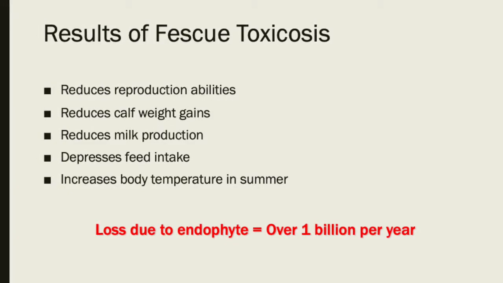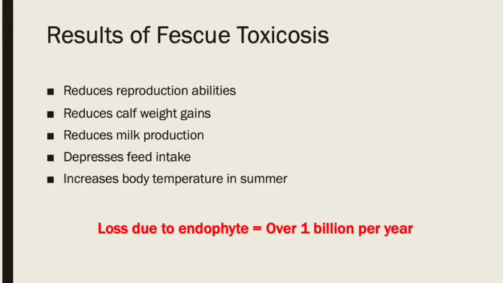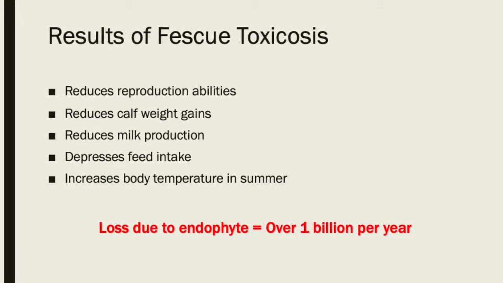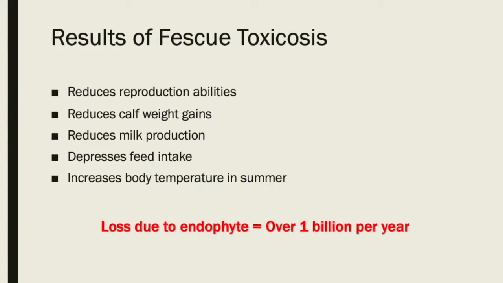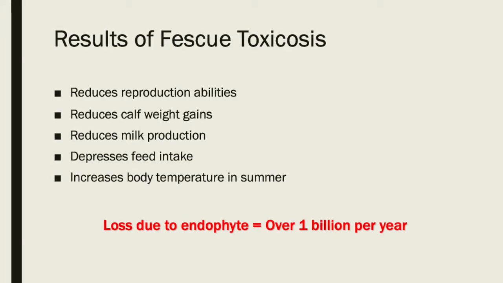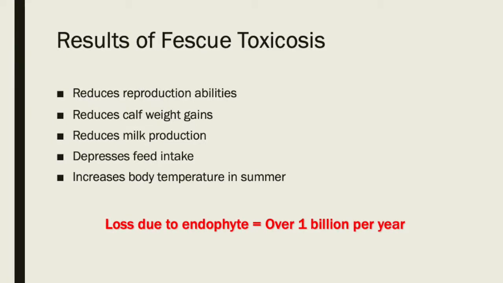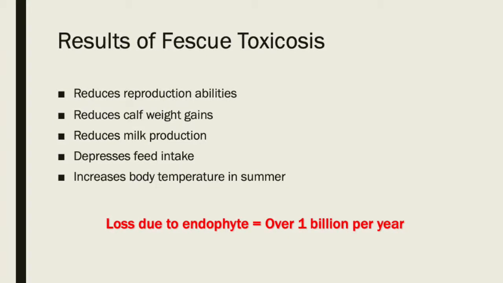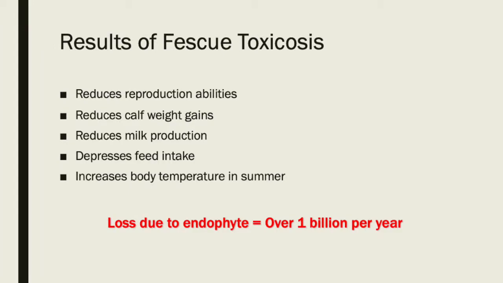Research at the University of Tennessee and Clemson University has shown that breeding soundness of bulls is often affected when grazing tall fescue. Calf weight gains are decreased as a result of reduction of milk production and just the consumption of toxic tall fescue. Milk production can be reduced by 30% or more. It is estimated that the loss in income due to the endophyte is over $1 billion per year.